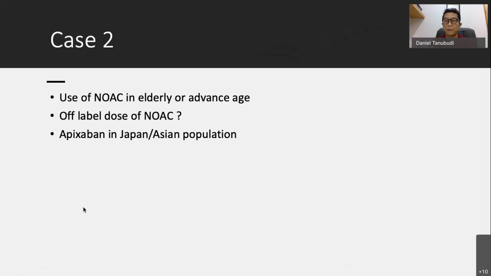And what about the off-label dose of NOAC? Regarding apixaban, is there any study? Usually, the Japanese have some data from their country regarding the lowest dose possible. So I read the standard registry, the use of apixaban 2.5 and 5 milligrams in Japan. So maybe we can discuss this as well.